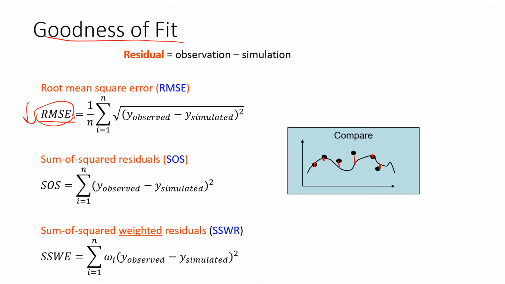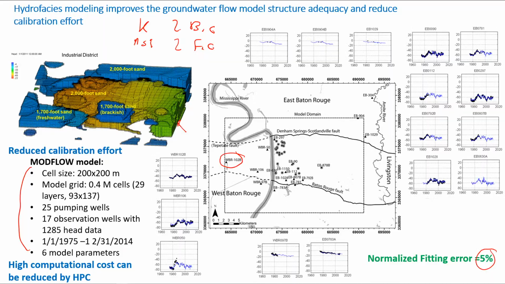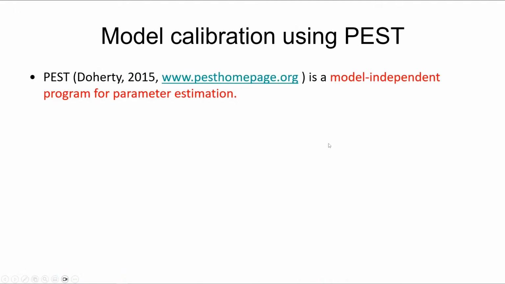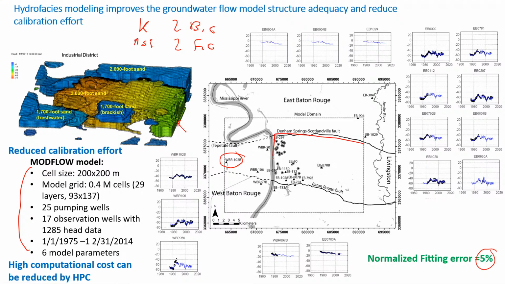Another one is the sum of squared weighted residuals. Sometimes some of my observation points could be more important than others. Let me show you an example here. This is the area of concern, where I am most concerned. So I want my model to be most accurate in this area. This is not an area of concern for me, and neither is this.